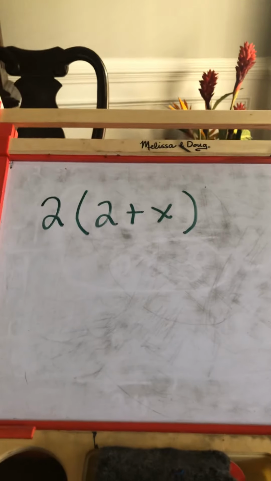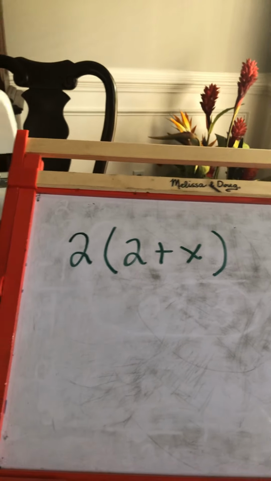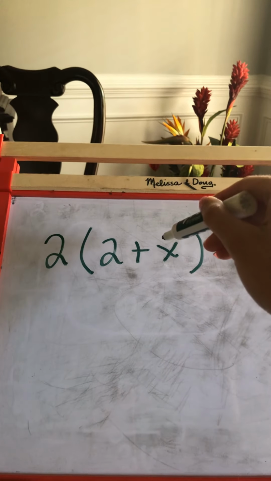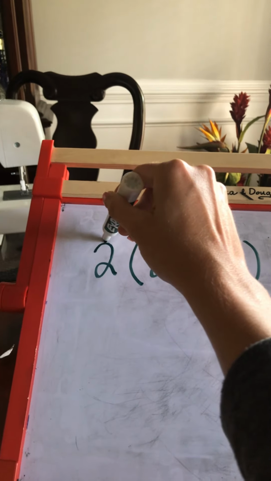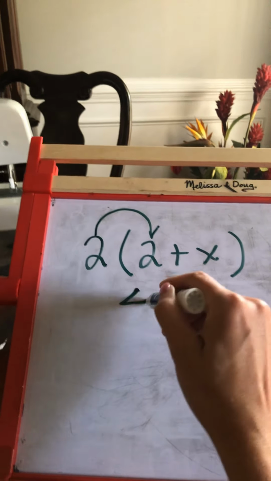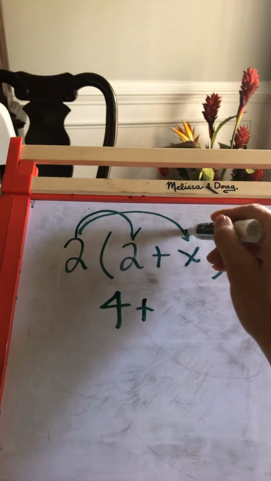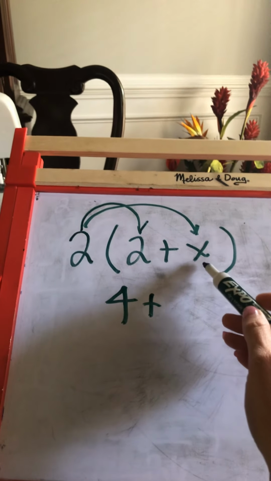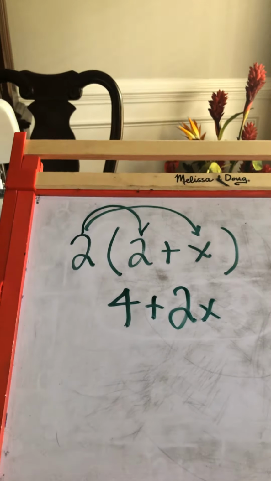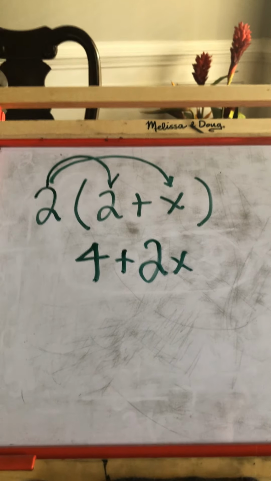When we distribute, we're just taking this outside number right here and we are multiplying it to everything on the inside. So I'm going to take this 2 on the outside and I'm going to multiply it to everything on the inside. So 2 times 2 gives me 4. We're going to keep this sign right here, so plus, and then 2 times x. And remember, since this is a variable, I can't combine a number with a variable. So I'm just going to write it 2x. And that is what I would type in for my answer in IXL, 4 plus 2x.